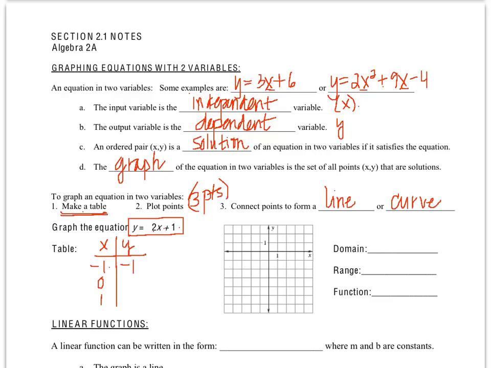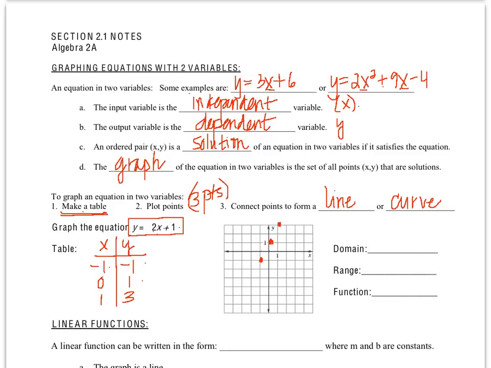Okay, 0, 2 times 0 plus 1. 2 times 0 is 0 plus 1 is 1. 2 times 1 is 2 plus 1 is 3. So I can take these points. If I moved left 1, down 1, I get this first point. If I stay and move up 1, I get the second point. And if I move over 1 and up 3, I get this third point.